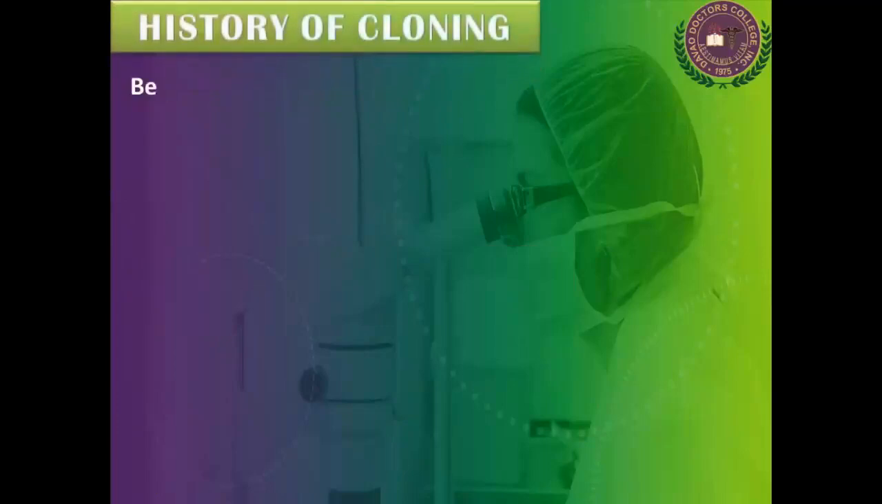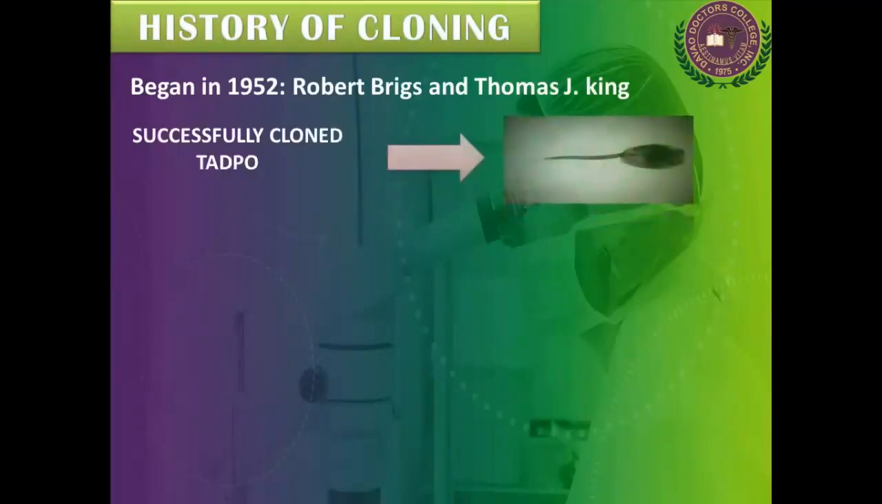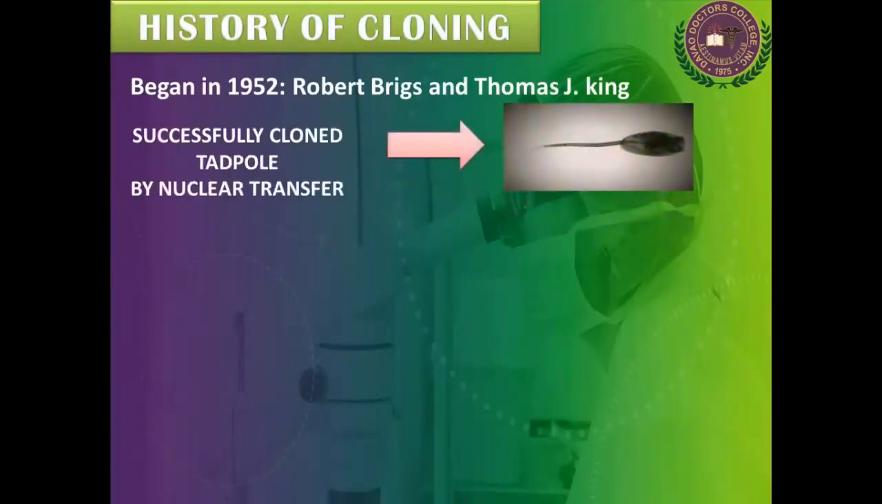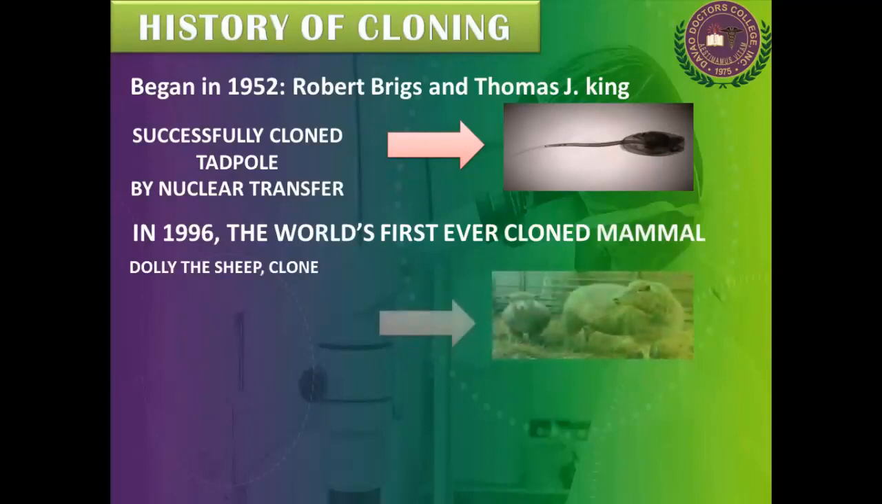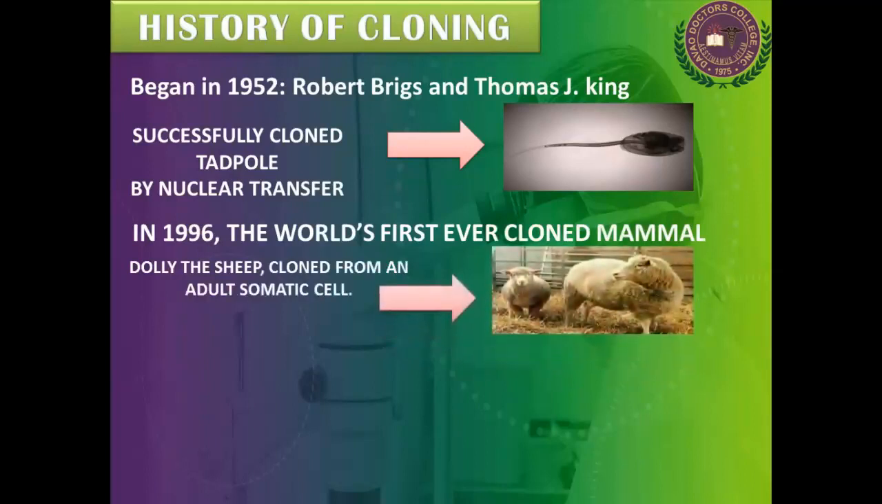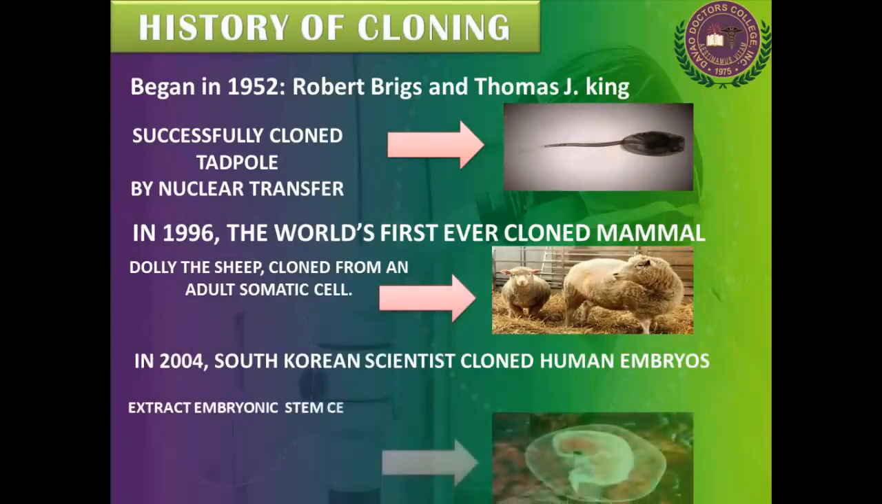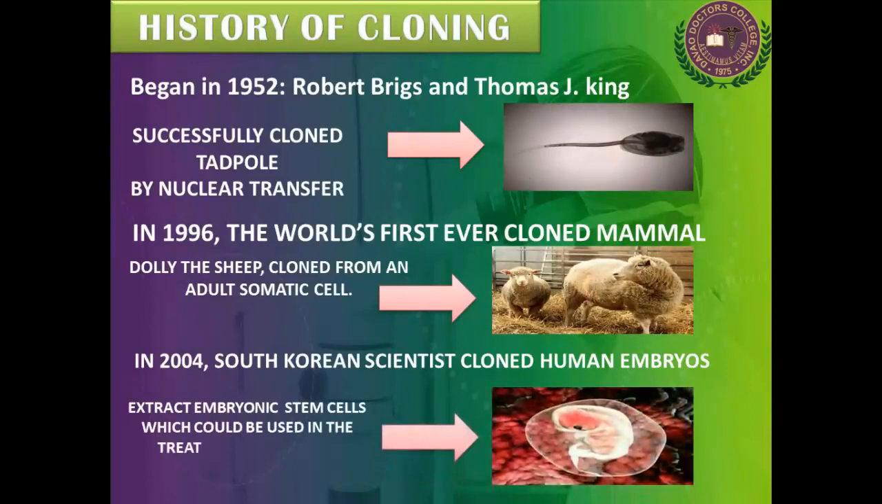The history of cloning began in 1952 when Robert Briggs and Thomas J. King successfully cloned tadpoles by nuclear transfer. It is the world's first ever successful animal cloning experiment in history. In 1996, the world's first ever cloned mammal, Dolly the sheep, was created, the first animal clone from an adult somatic cell. In 2004, South Korean scientists created several cloned human embryos, which they only allowed to develop for a short while, just enough to extract embryonic stem cells which could be used in the treatment of diseases.